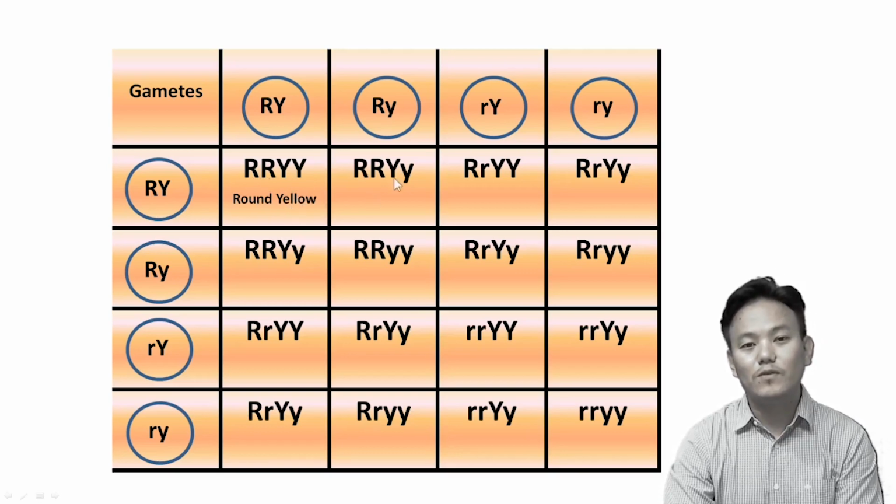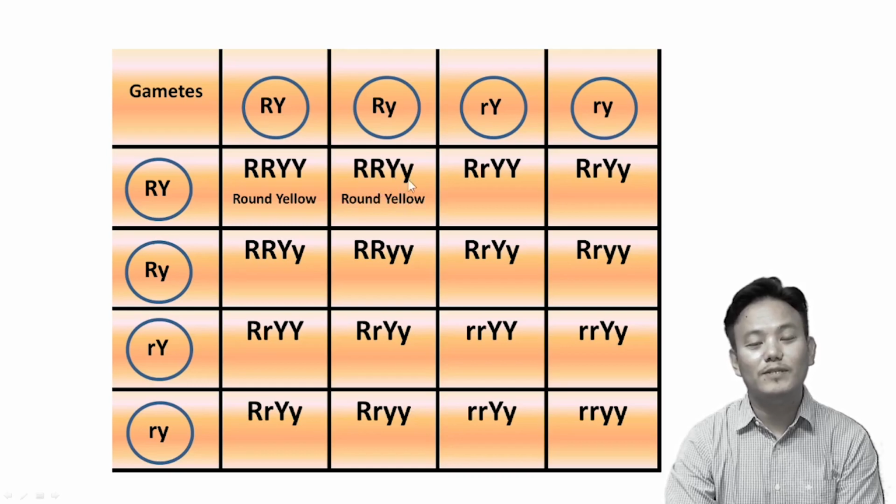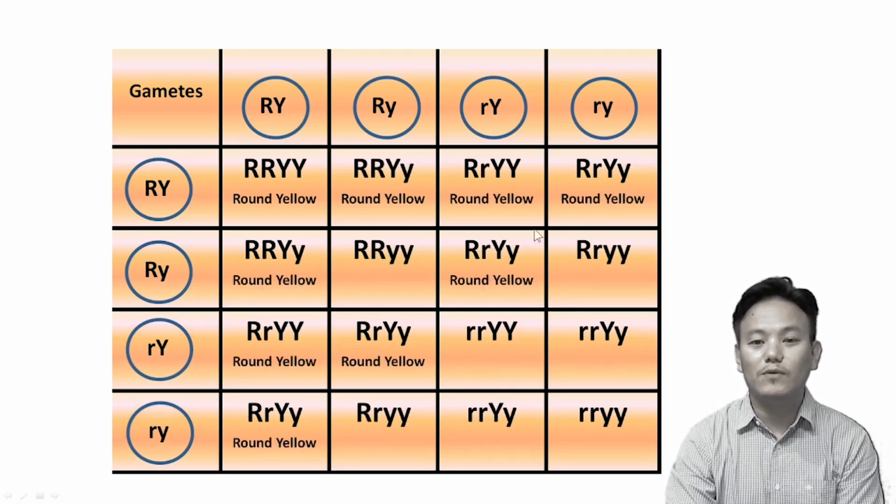So what about the next one? This will also be round and yellow, but here the second one is heterozygous, but still it will be yellow because Y is dominant over the small y. And similarly, all other round yellow we can find out. So this is also round yellow, this is also round yellow. So all these are round yellow. In total, we can count 1, 2, 3, 4, 5, 6, 7, 8, and 9. So we have 9 round and yellow seed producing F2 generation plants.